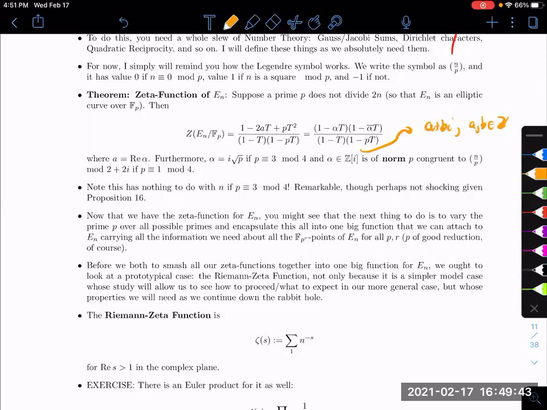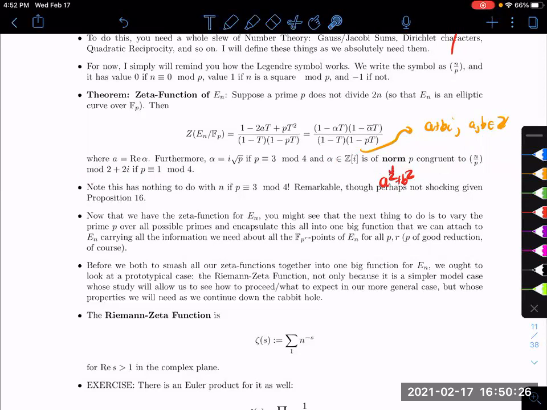Then the norm of alpha is given by A squared plus B squared, where A and B are these numbers here. So if P is 1 mod 4, and we look at alpha as a member of the Gaussian integers, its norm will always be P, okay? And alpha itself will always be congruent to the Legendre symbol N over P mod 2 plus 2i. So it's a considerably uglier situation, but it's known. Okay, we understand what this is.